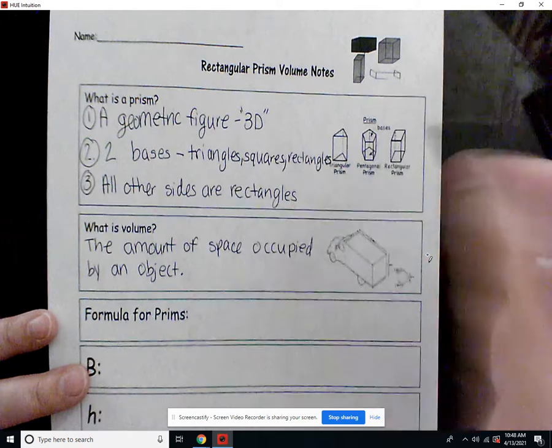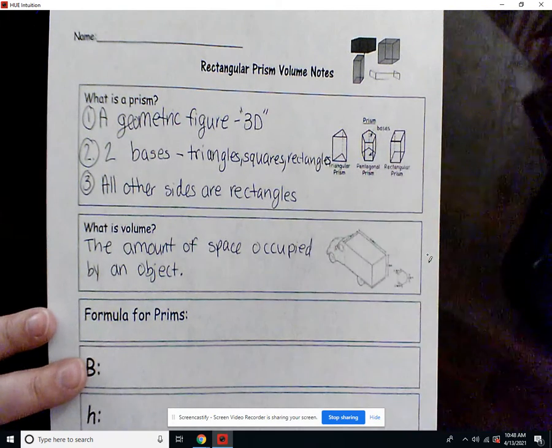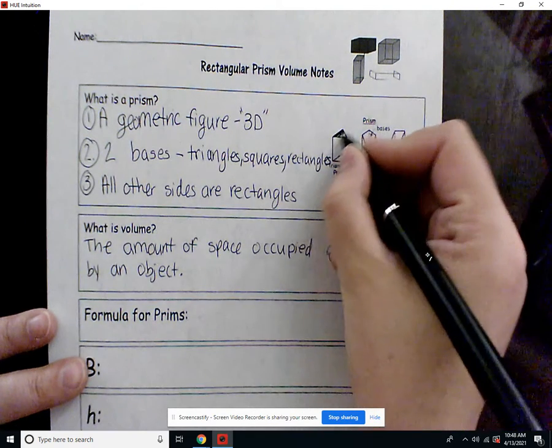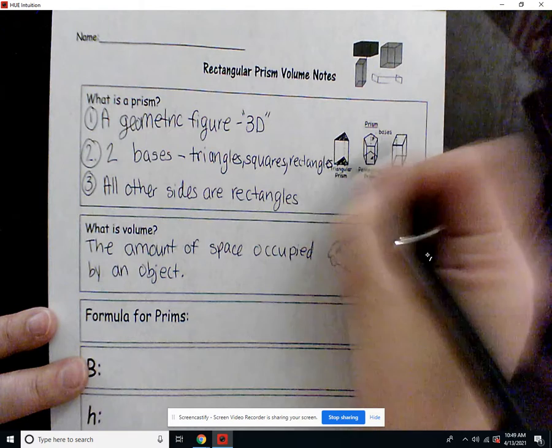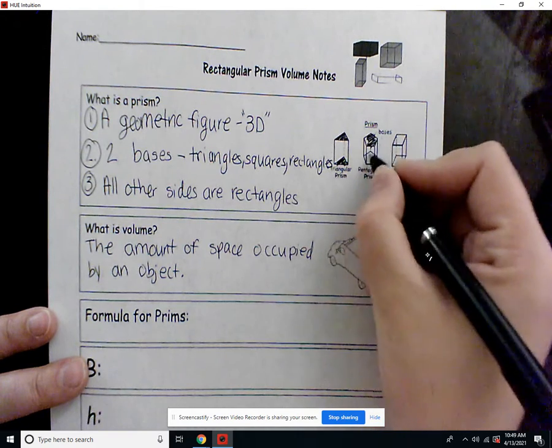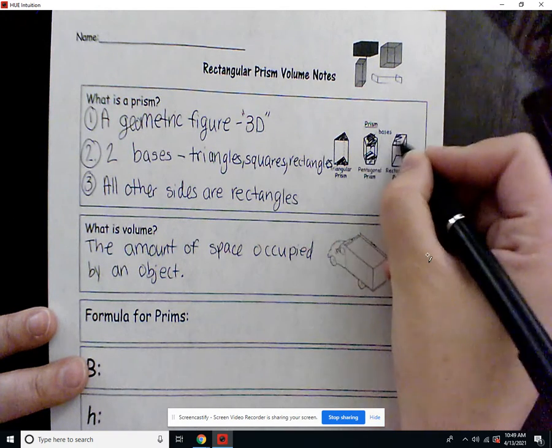So we look over to the right. These are different kinds of prisms. So you can see you're going to have two bases. They'll be across from each other, or parallel to each other. They'll be the same shape.